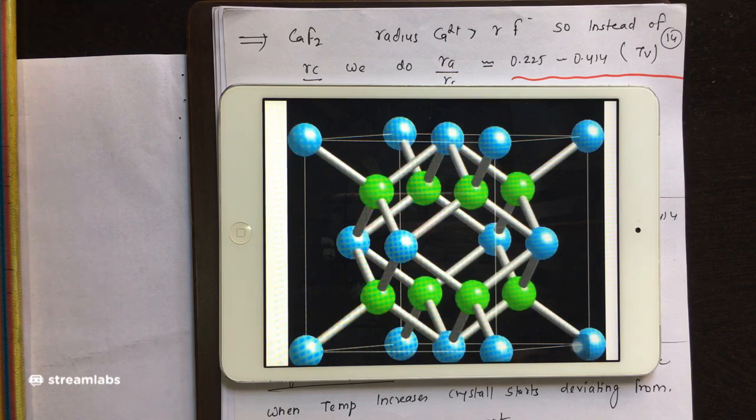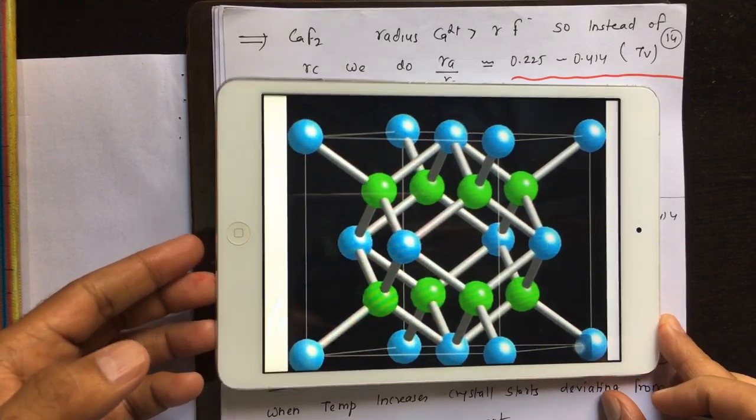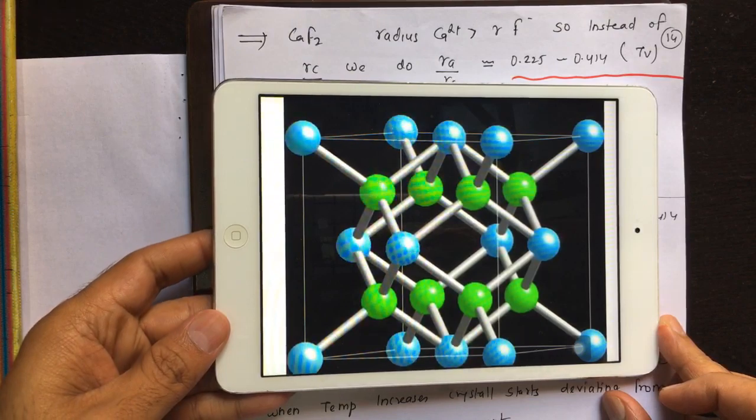You can see that fluoride ions are going into the tetrahedral void. These green ones are the fluoride ions, and the blue ones which have been shown are the calcium ions which are making the lattice. And you see all the tetrahedral voids, there are 8 green ones. So all the tetrahedral voids are occupied here. So I hope you have understood it all. Everyone? Okay.